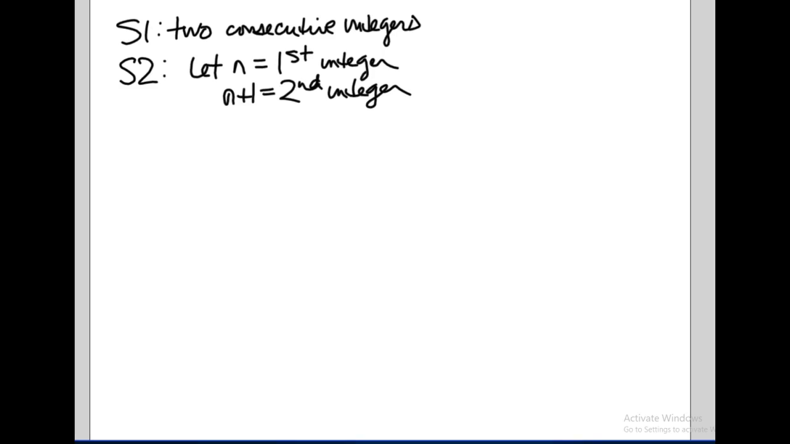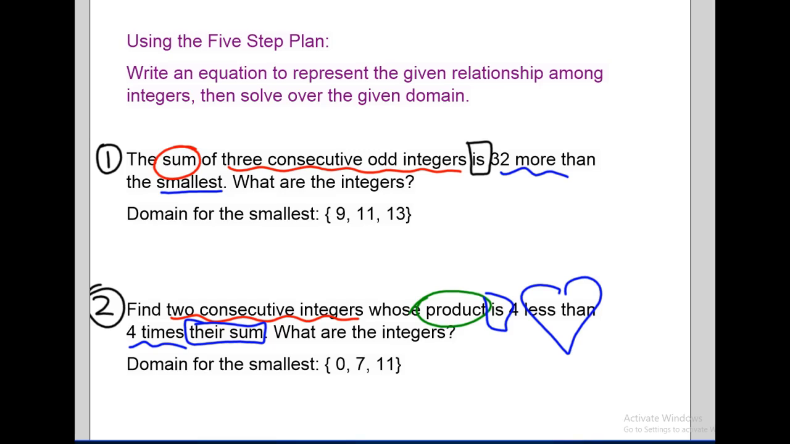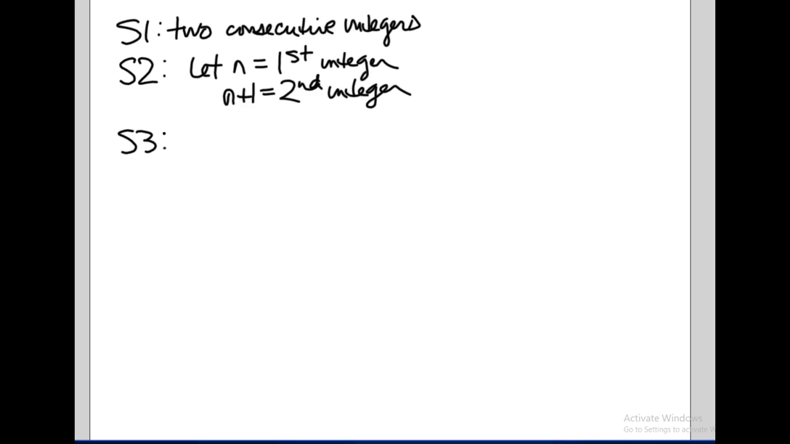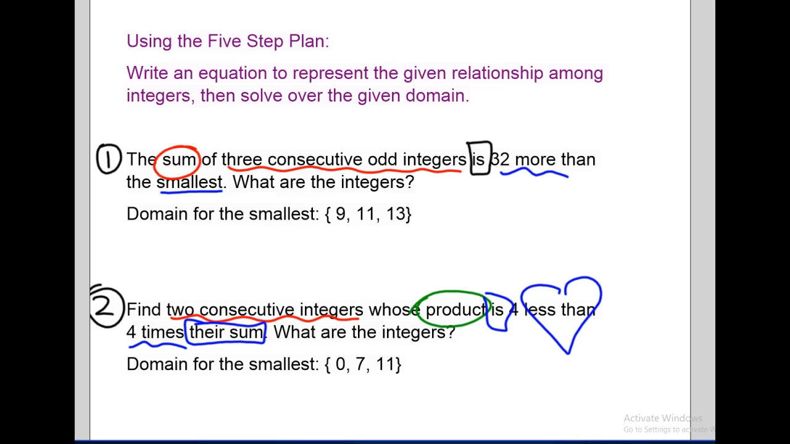And now here comes the hard part, step 3. Okay, let's look at it again. Find two consecutive integers whose product. So what do they want me to do with those two integers? Well, product means multiplication. So we're going to say n times n plus 1 is, what's the back part say? 4 less than 4 times their sum.